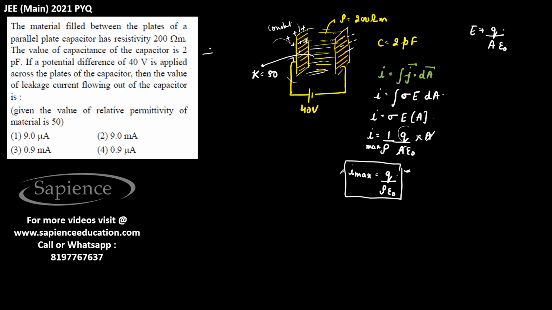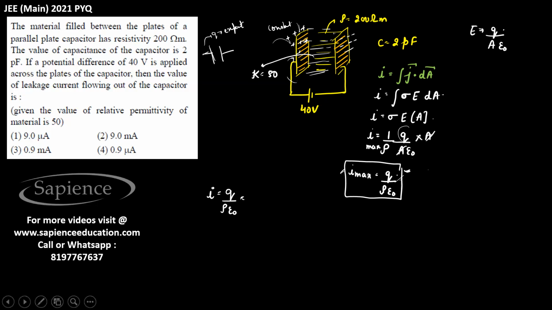But if the capacitor is charged outside and the battery is removed, which is not mentioned here, in that case the charge will gradually decrease exponentially with time, then the result will be the same, only the charge variation you have to apply exponentially with respect to time. But here I have to deal with only I, because the charge through the capacitor is not varying, so I will be equal to Q by rho epsilon naught.